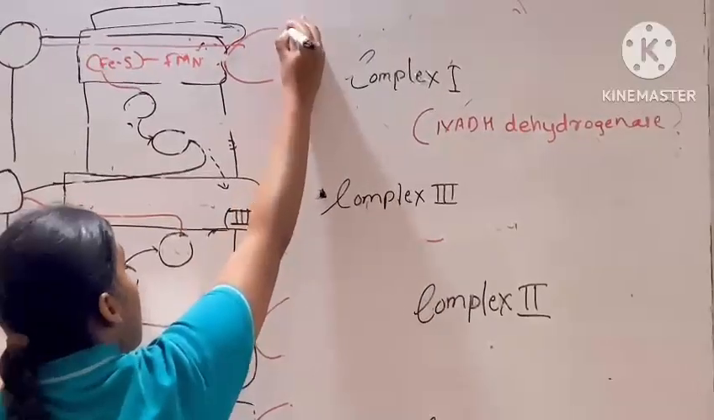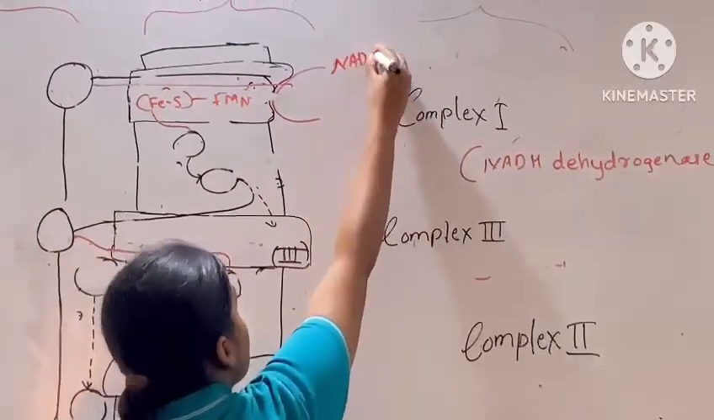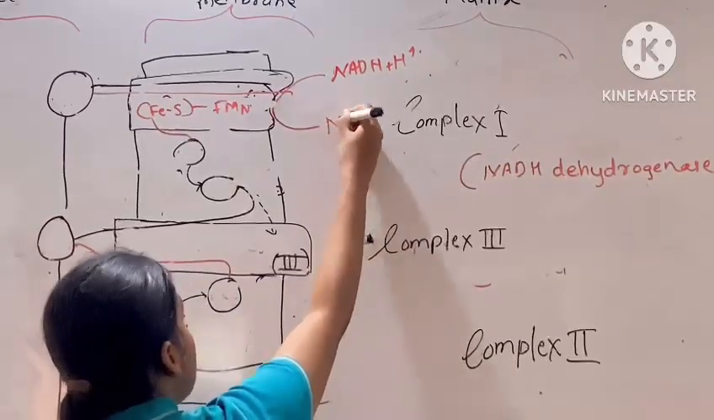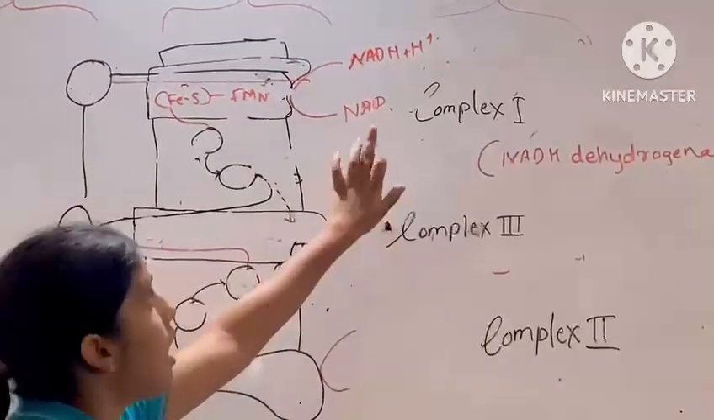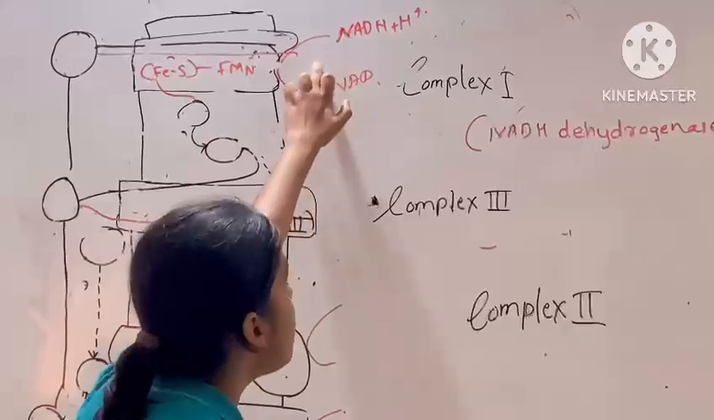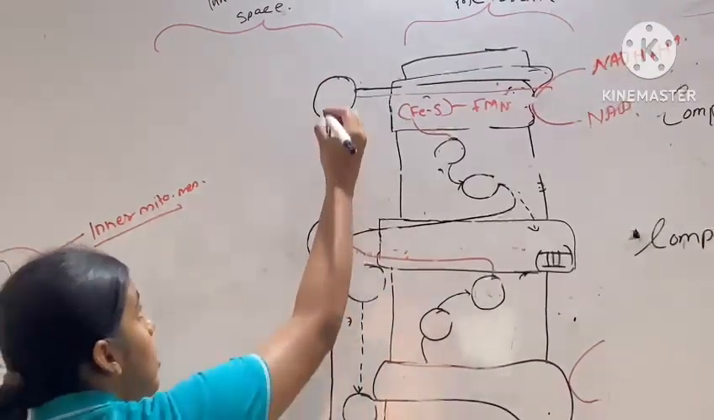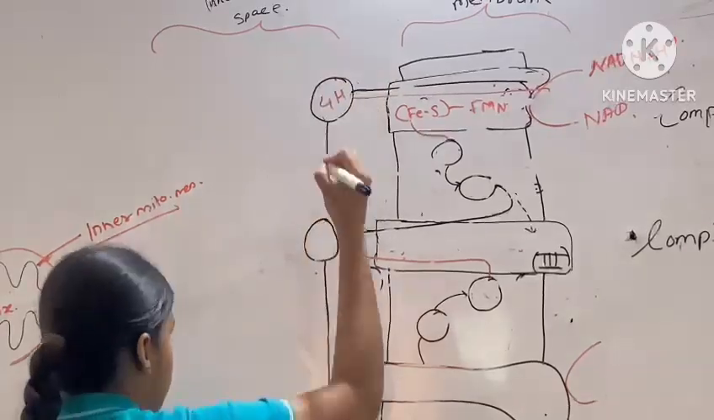What happens? Dehydrogenation of NADH occurs and we form NAD. And after dehydrogenation, 2 electrons, by taking 2 protons from the outer side, we will obtain here 4 hydrogen atoms.